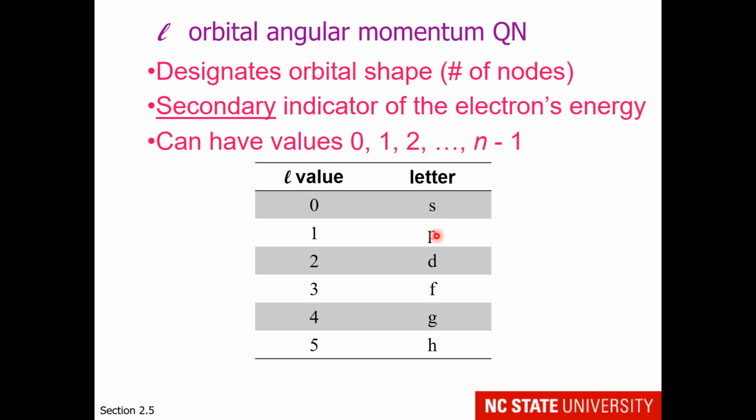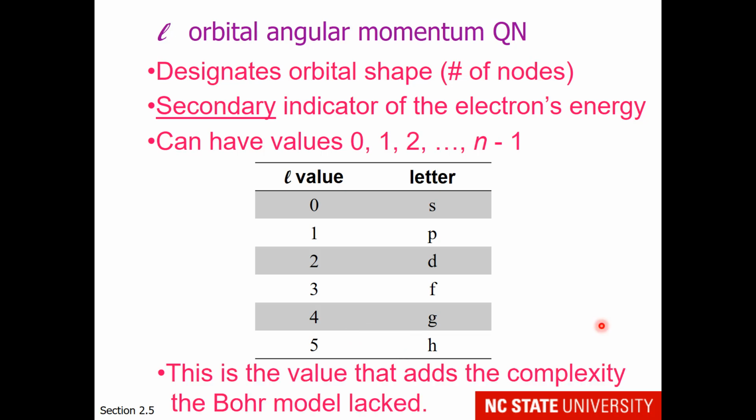Notice the S, the P, and those of you who are familiar with electron configuration also know there are D and F. So if an L value corresponds to 0, we use the letter S. An L value of 1, we use the letter P. L value of 2, we use the letter D. L value of 3, the letter F. 4, the letter G. And 5, the letter H. L is the value that adds the complexity that the Bohr model lacked.